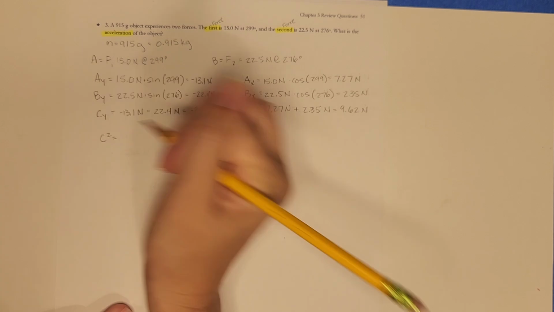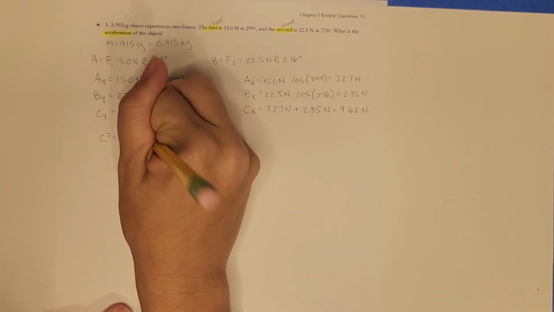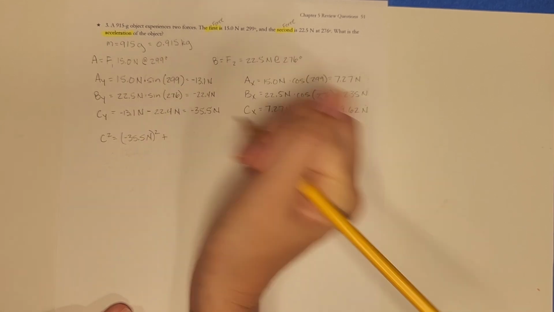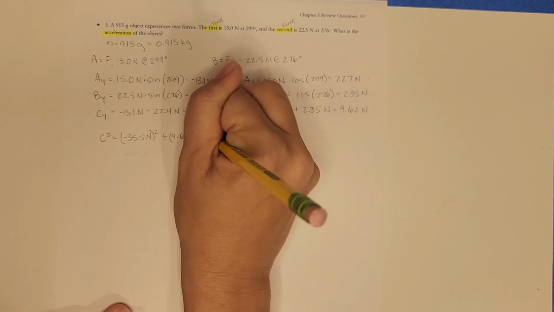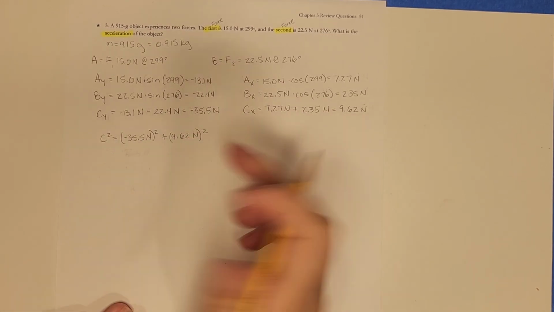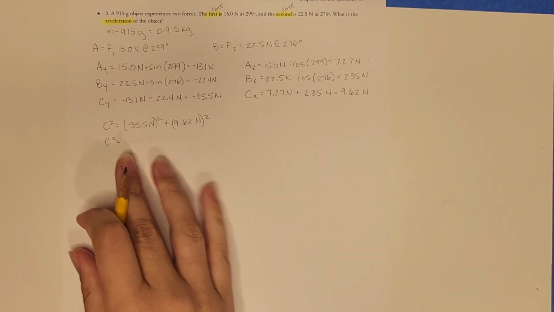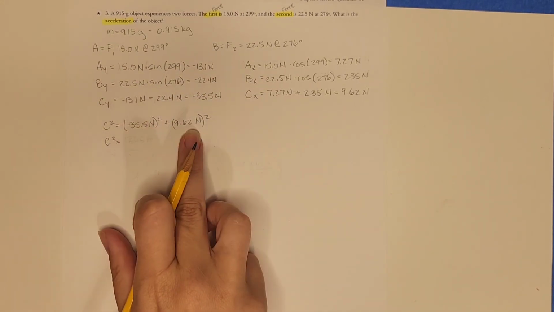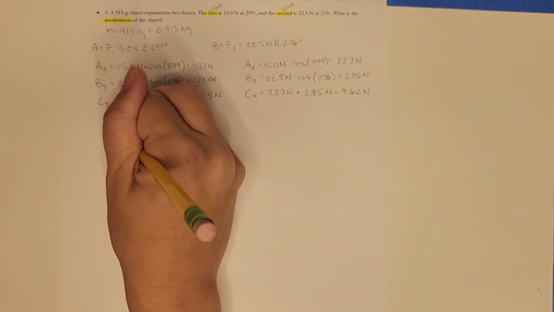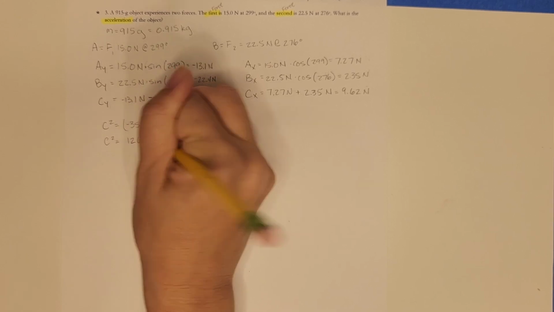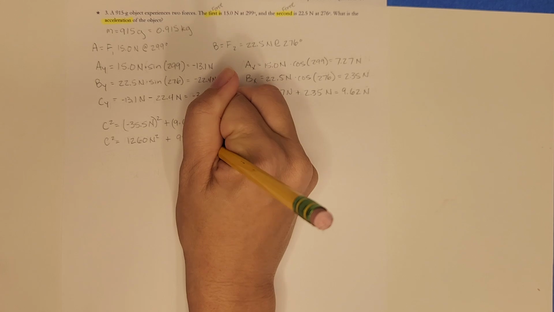So c squared equals negative 35.5 newtons squared plus 9.62 newtons squared, taking the y and the x value and squaring them. And when I do that, keeping it to 3 significant figures for each of these, I'm going to get 1260 square newtons plus 92.5 square newtons.